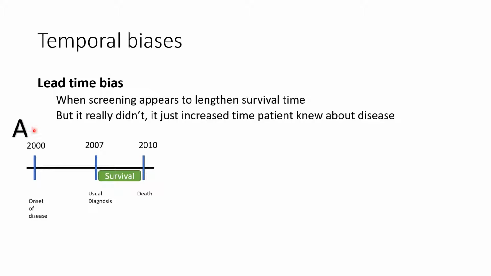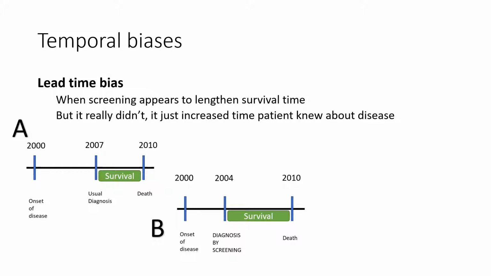So in figure A here, let's say this person gets a disease in the year 2000. The usual time for diagnosis based on the natural history of this condition is about 7 years after, and they die unfortunately in 2010 because of it. Let's say now we can screen for this condition, and let's say it gets picked up in 2004. So now it looks like we have a 6-year survival compared to the 3-year survival from 2007 to 2010 in panel A.